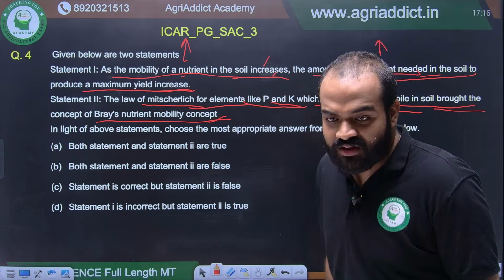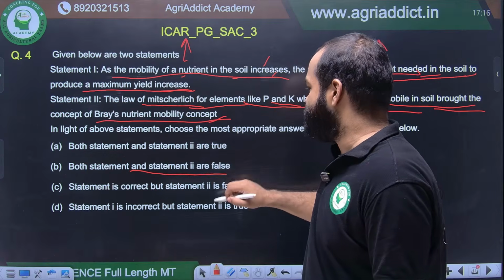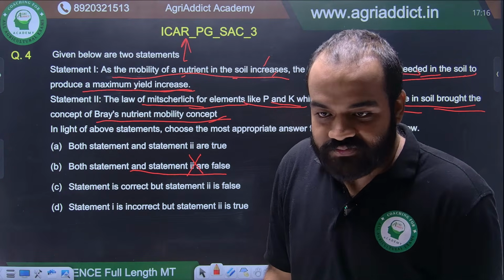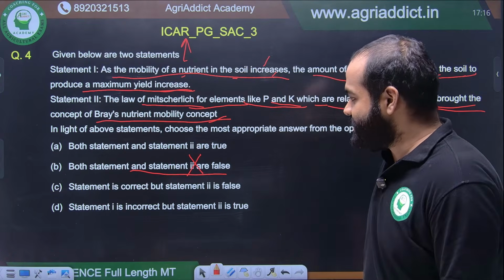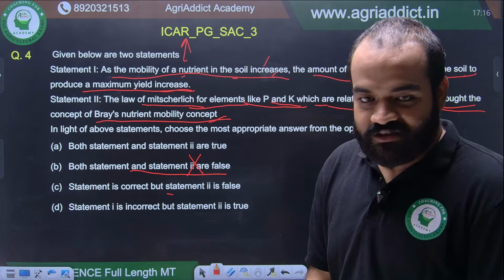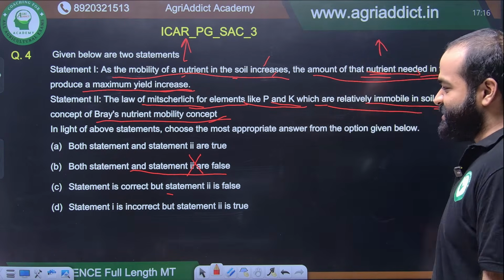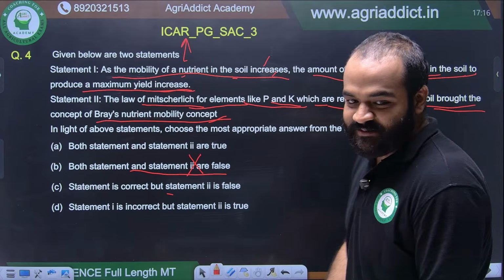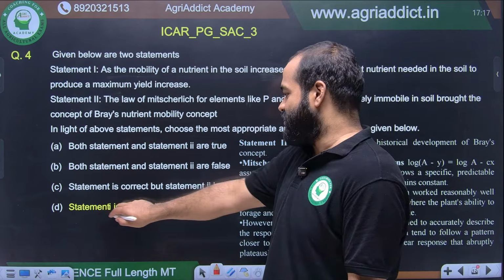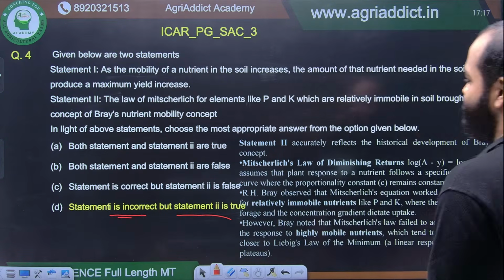Satya is saying option B, both statement 1 and 2 are false. No, this is not the correct answer. Rohit is saying statement 1 is false, statement 2 is true. Anil is telling statement 1 is correct, but statement 2 is false. Wow, lots of answers. We are getting 3 different combinations already. So let's see. Yes, of course, Rohit, you are correct. Statement 1 is false, but statement 2 is true. All right. Why? We will see.